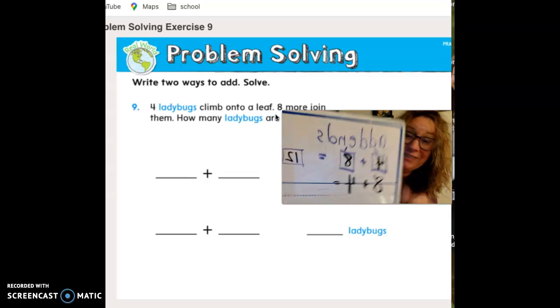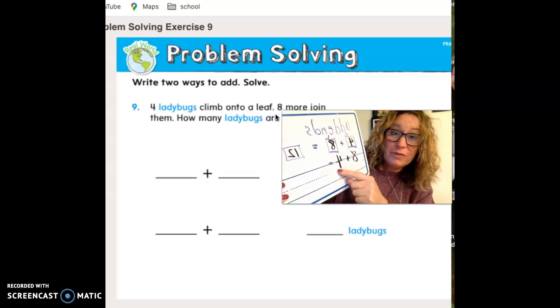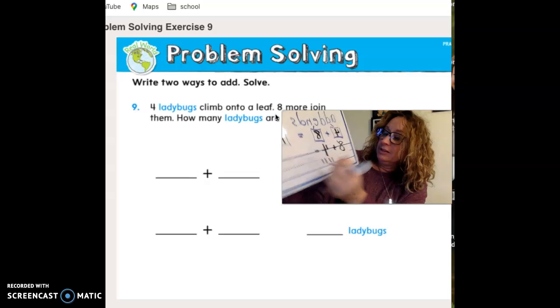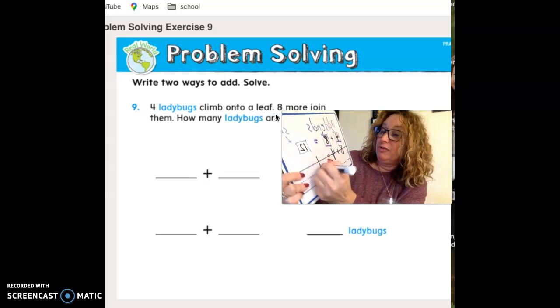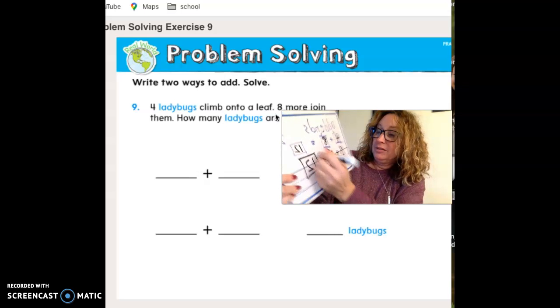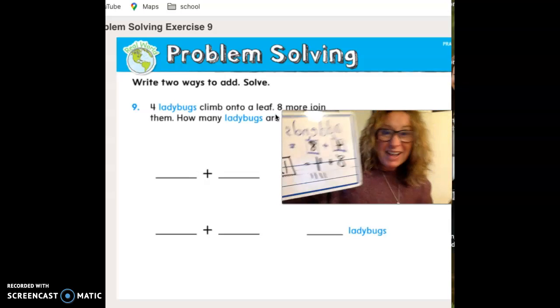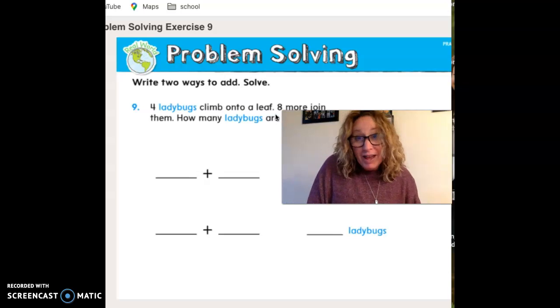Did you get 12? Yes. And 8 plus 4, 8. And then I add 4 more. 8, 9, 10, 11, 12. We get the same sum. Okay, kind of like the turnaround facts that we did earlier in November, and the fact families with addition.